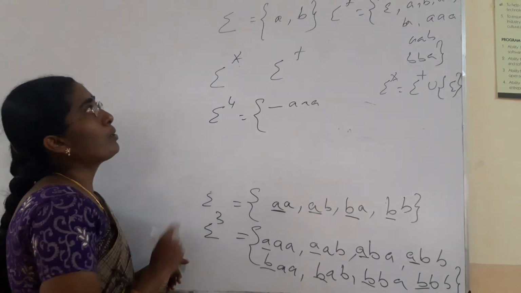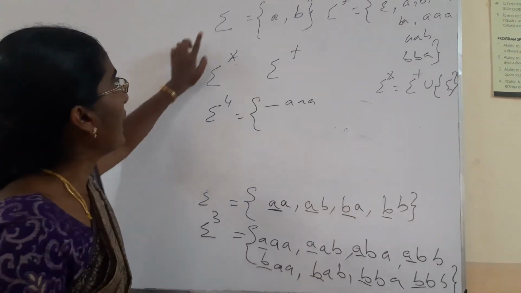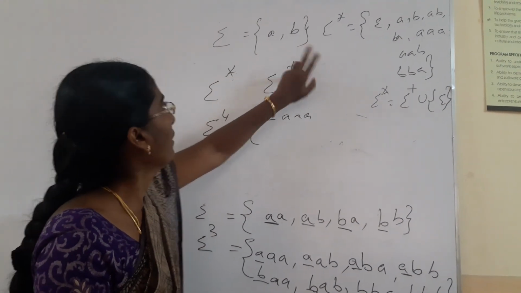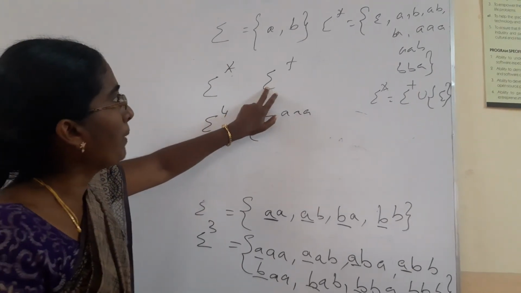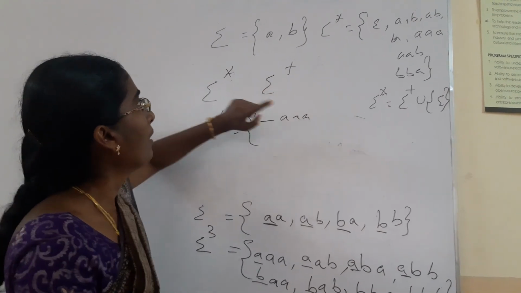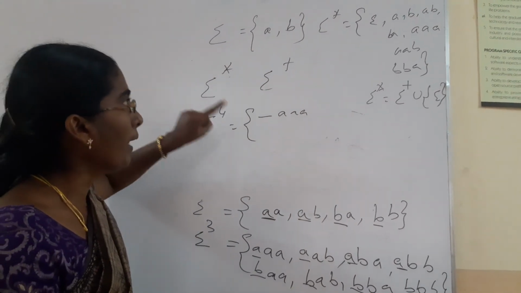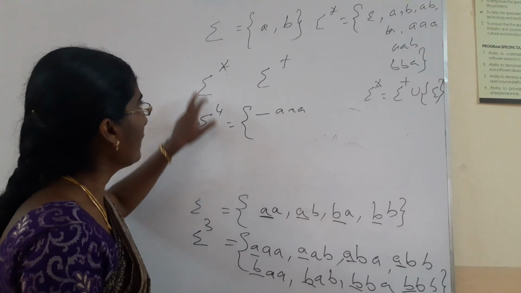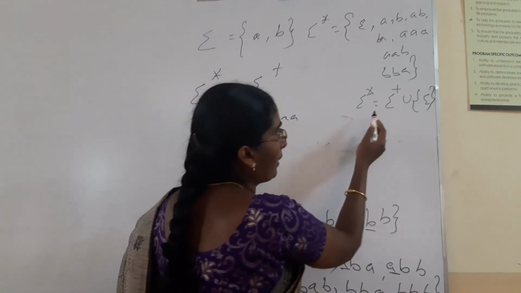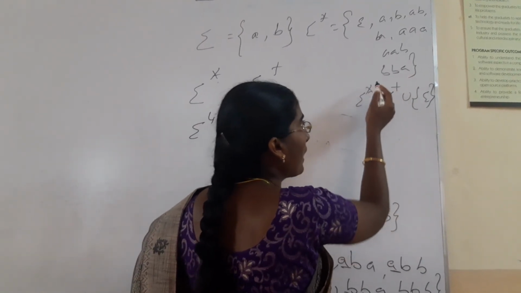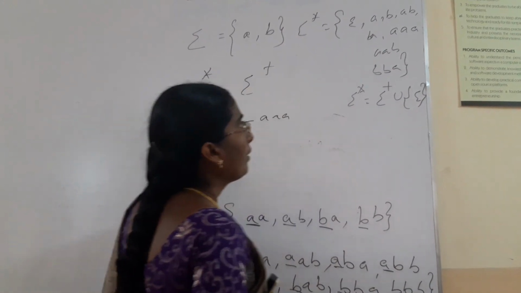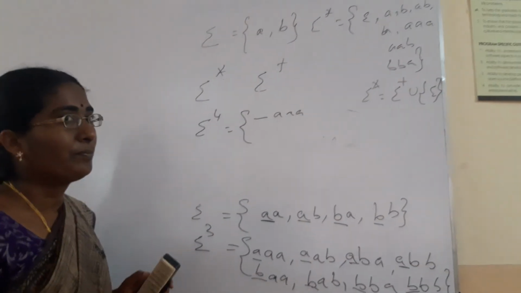These are the powers of an alphabet. Summation is defined as the alphabet, that is a set of symbols used for construction of a language. Now summation power star and summation power plus. Plus represents one or more occurrences of the symbol. Star represents 0, 1 or more occurrences of the symbol, that is, it includes epsilon. So we define summation star as equal to summation plus union epsilon.